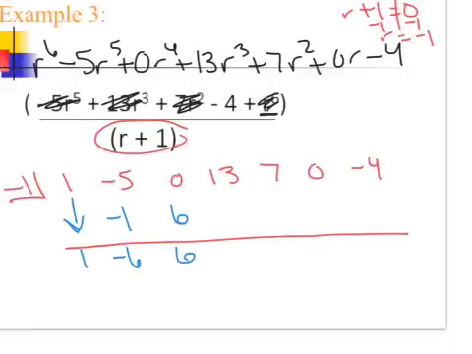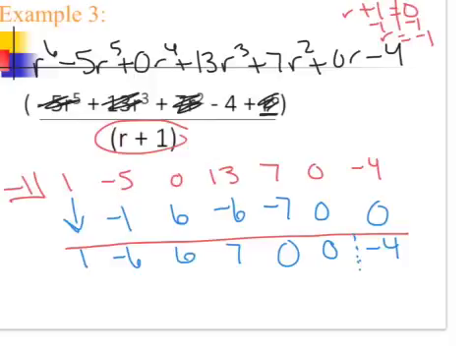Multiply that by the number in the box. So 6 times negative 1 is negative 6. Next column. Add straight down. 13 plus negative 6 is 7. 7 times the number in the box, which is negative 1. So negative 7 in the next column. Negative 7 plus 7 is 0. Multiply 0 times negative 1 is 0. 0 plus 0 gives us 0 again. And 0 times negative 1 will give us 0. Negative 4 plus 0 is negative 4. So this one we do have a remainder on.